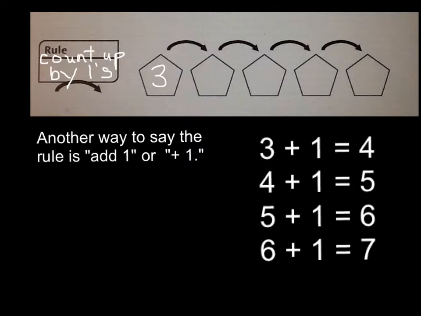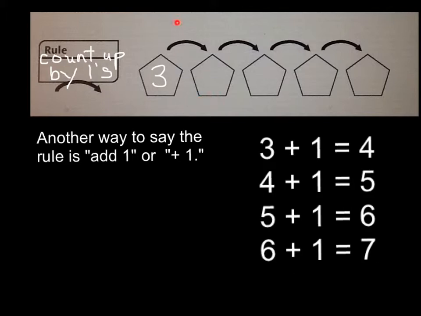Let's see how we do frames and arrow problems. The first thing we do when we're doing a frames and arrows problem is we need to take a look at our rule. As you can see, our rule is count up by ones. Another way to say this rule is add one or plus one. So boys and girls, every time we see an arrow, we need to do the rule to know what number to put into the next frame.